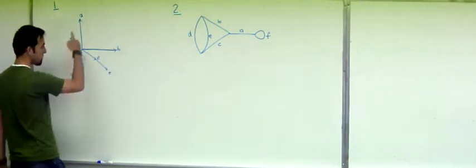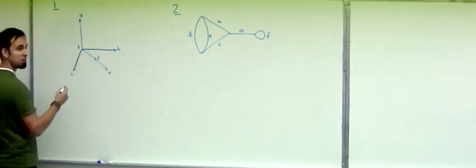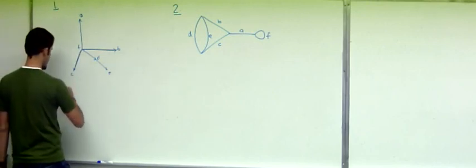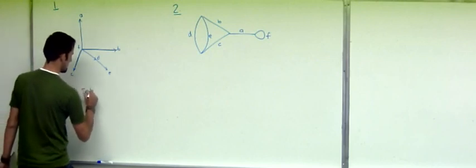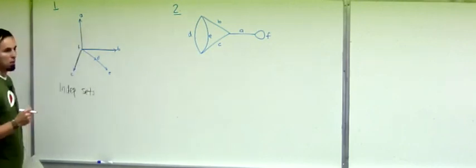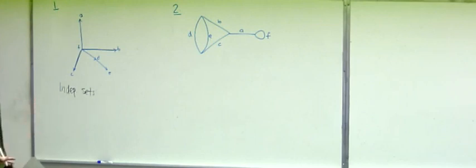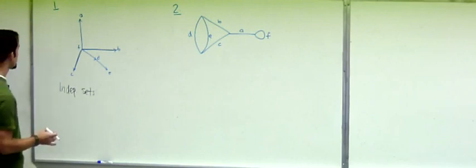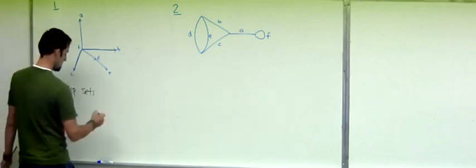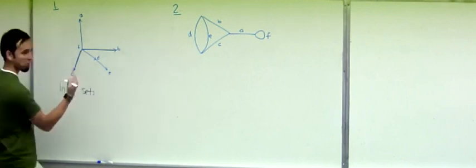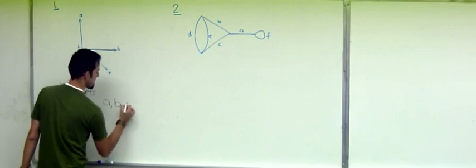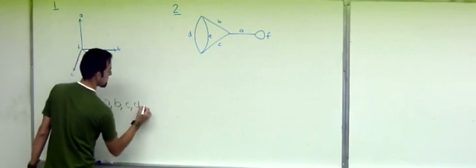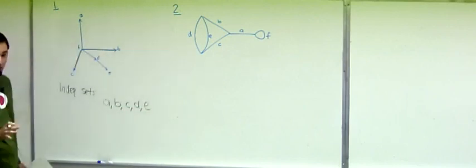So remember, what I wanted to do here was find independent sets of vectors. Okay? Independent sets of vectors. So let's go ahead and make a list of the independent sets. So the easiest are the single vectors, which are A is independent, B is independent, C is independent, D is independent, and E is independent, but F is not independent.